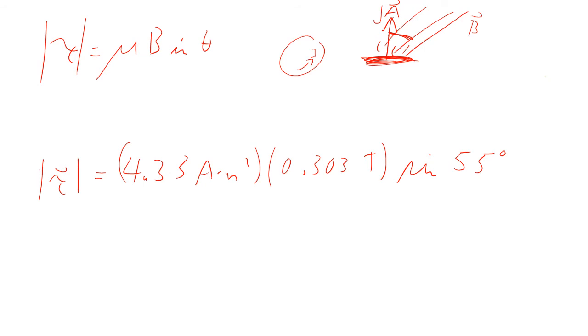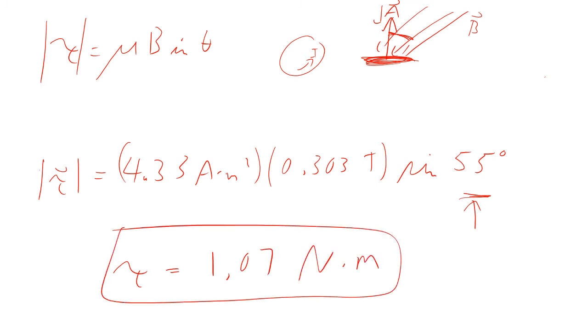And this is an important point, because this is where a lot of students make a mistake, not getting the correct angle. If you get the right angle, this works fine. If you get the wrong angle, then you get the wrong answer. So it's the angle between the perpendicular to the loop and B, not between the loop and B. So the magnitude of the torque turns out to be 1.07 Newton meters.